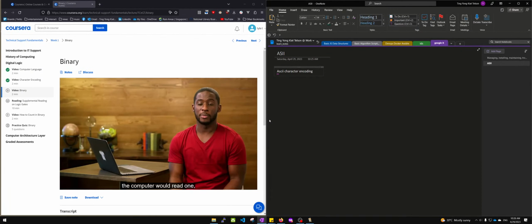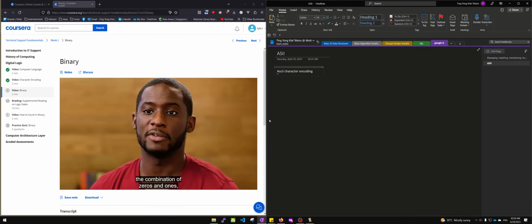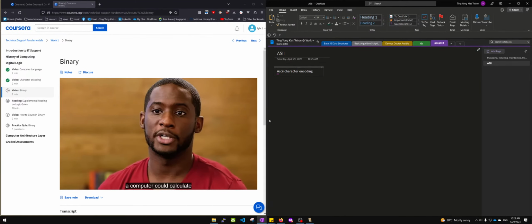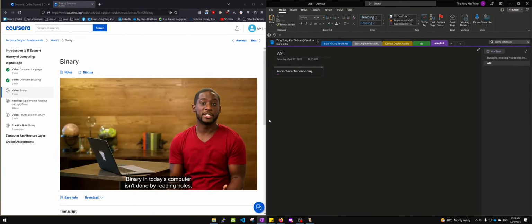If there was a hole, the computer would read 1. If there wasn't a hole, it would read 0. Then, by just translating the combination of zeros and ones, our computer could calculate any possible amount of numbers. Binary in today's computer isn't done by reading holes. It uses electricity via transistors, allowing electrical signals to pass through. If there's an electric voltage, we would denote it as 1. If there isn't, we would denote it by 0.